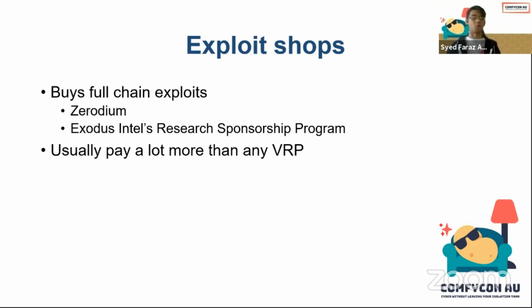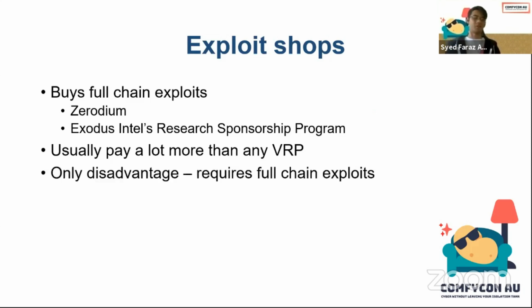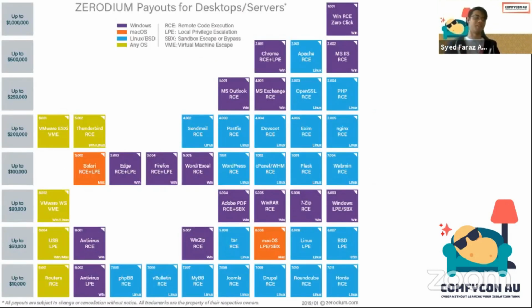As I said, they usually pay a lot more than any VRP. The only disadvantage being that they require full chain exploits, because these exploits require a lot of time to actually write and be stable. Stable exploits are very hard to write. But these places pay a lot of money. I'll just use Zerodium as an example. If you look up top, it pays up to $1 million for a Windows zero-click RCE. This is very hard to find a vulnerability like this, but it does happen. And when it does, as you can see, Zerodium pays a lot of money for it. You can find this diagram on Zerodium's website if you want to.